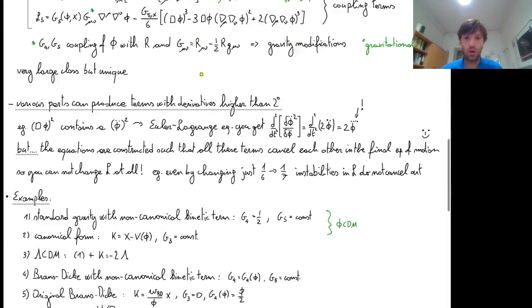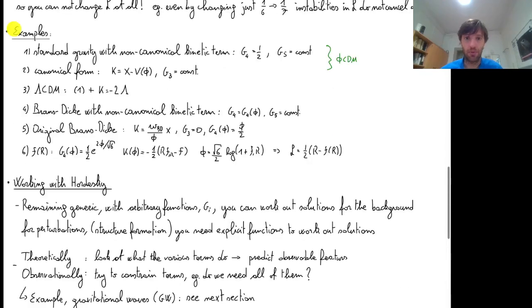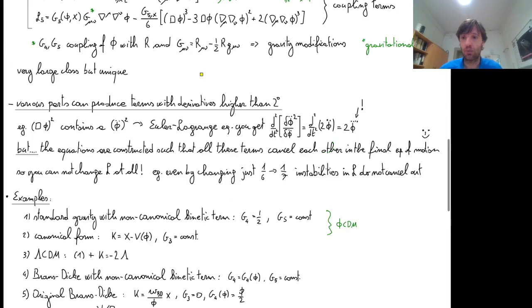Now we can give a look at a few examples, okay? I'm going to show you how general relativity is contained in the Horndeski theory, as well as lambda CDM and various other theories. Let's give a look. Case number 1, standard gravity, meaning general relativity with a non-canonical kinetic term, is the one for which G4 is equal to 1/2 and G5 is a constant.